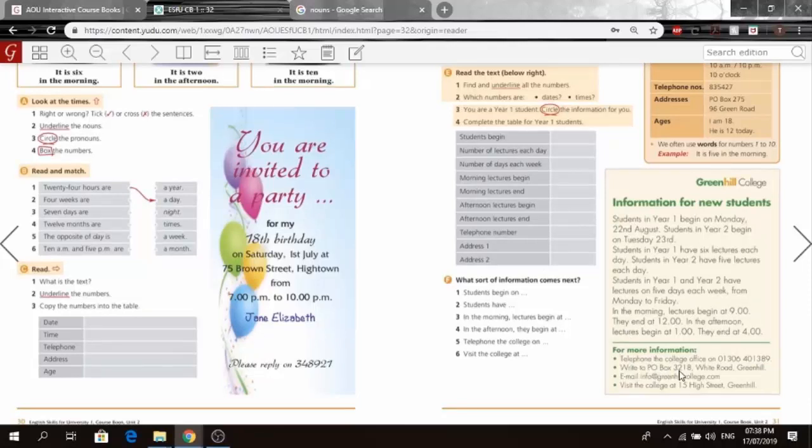Box, so P.O. Box 3218, White Road, Greenhill, okay? Address 2 is the college at 15 High Street, Greenhill, okay?